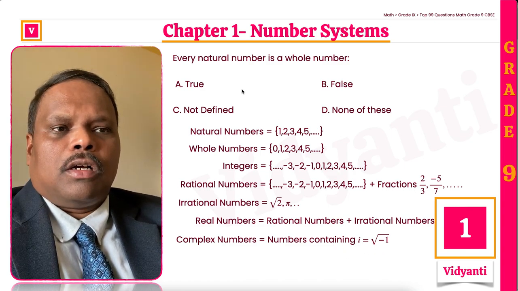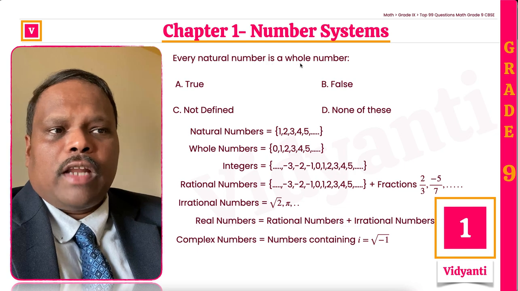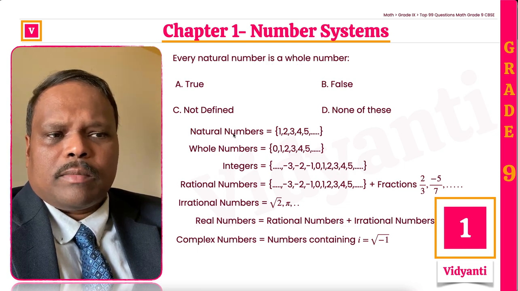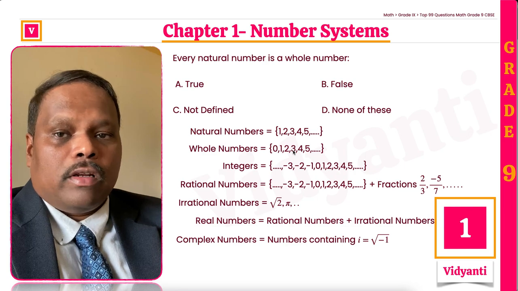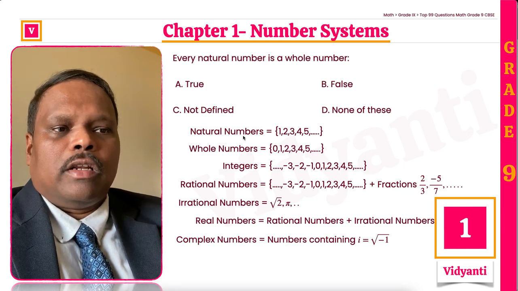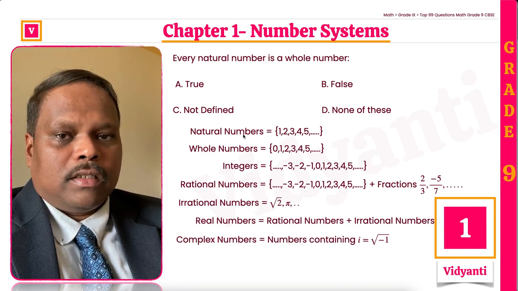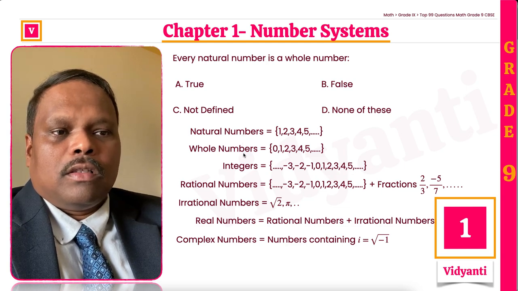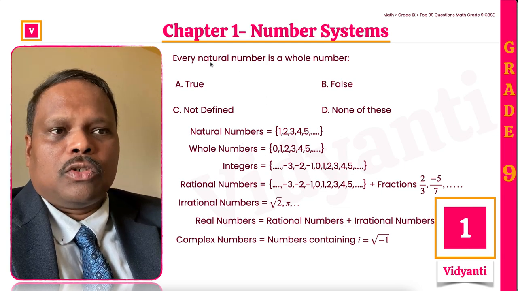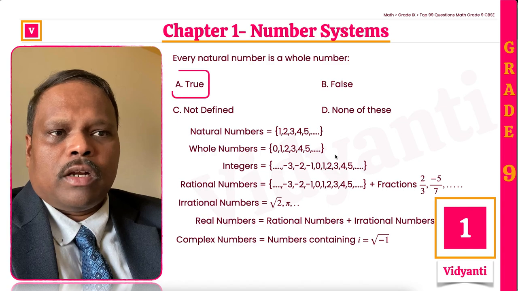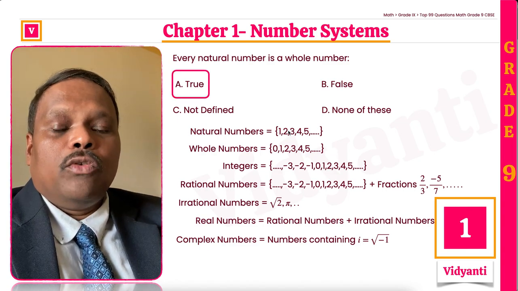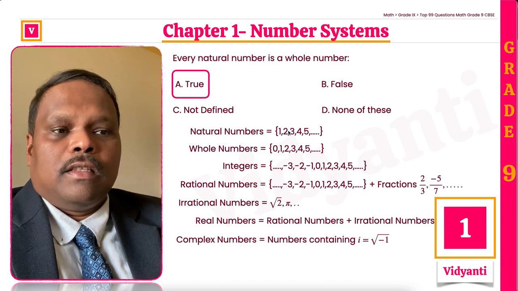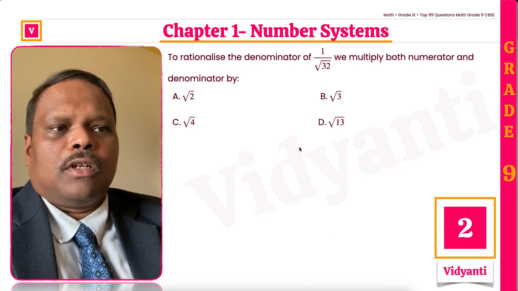So coming back to the question, every natural number is a whole number. Yes, because if you take any natural number, you will find it in the whole number set. So the natural numbers are a subset, a part of the whole number set. The answer will be true because you can take any number from the natural number set, and you will find its existence in the whole numbers. Let's go to the second question.